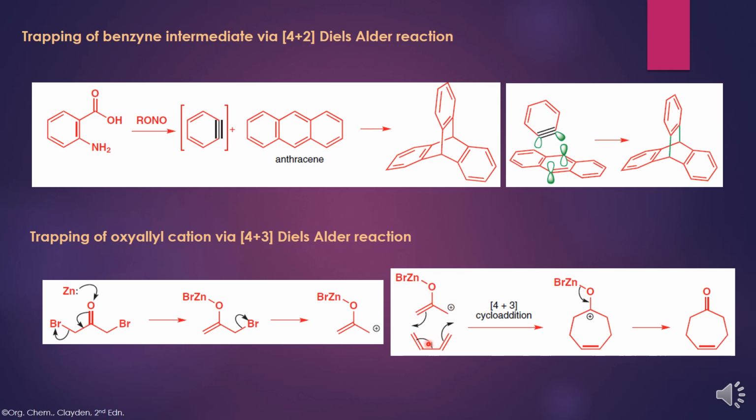trap this oxyallyl cation, we are making this oxyallyl cation react with butadiene, and this undergoes a 4 plus 3 cycloaddition. Why it became 4 plus 3 means in the part of the oxyallyl cation, we can see 3 carbon centers taking part in the reaction: 1, 2 and 3, and in the other there is 4, so it is a 4 plus 3 cycloaddition reaction, and we get this product.